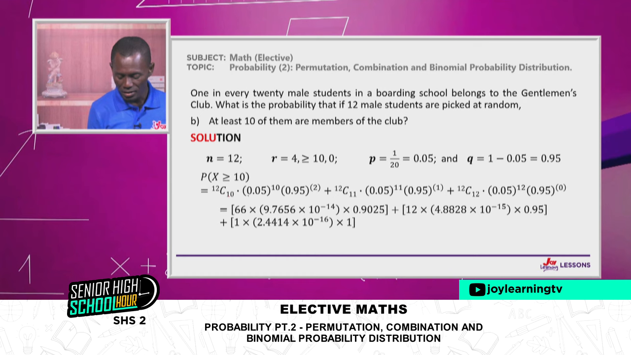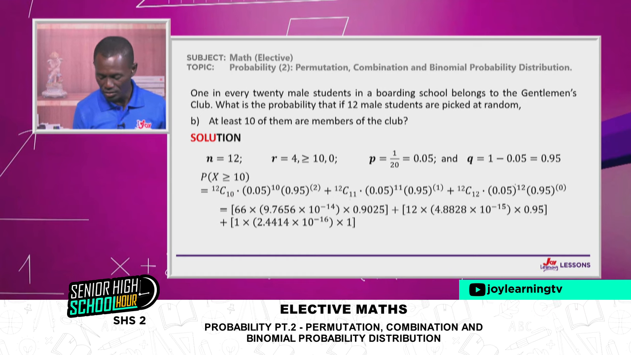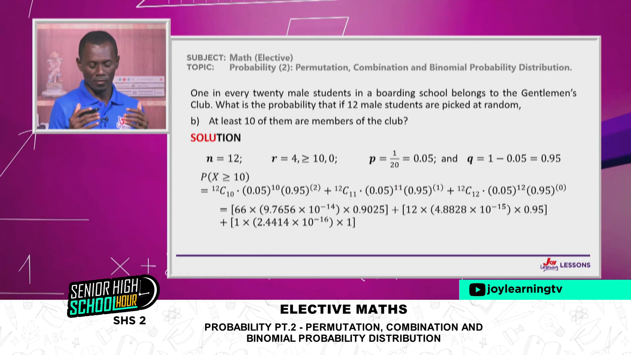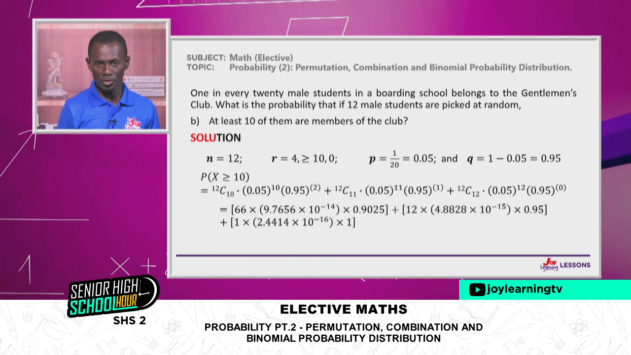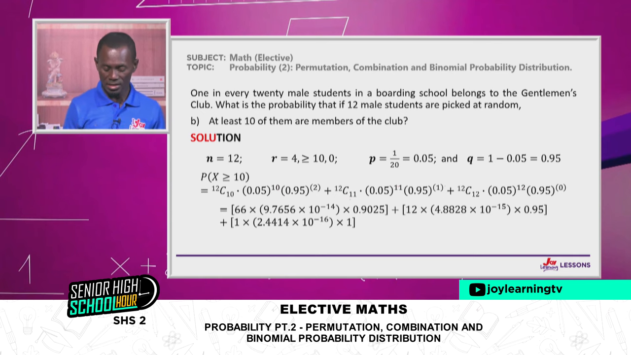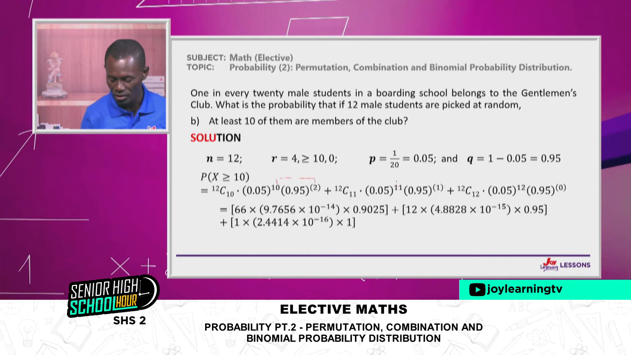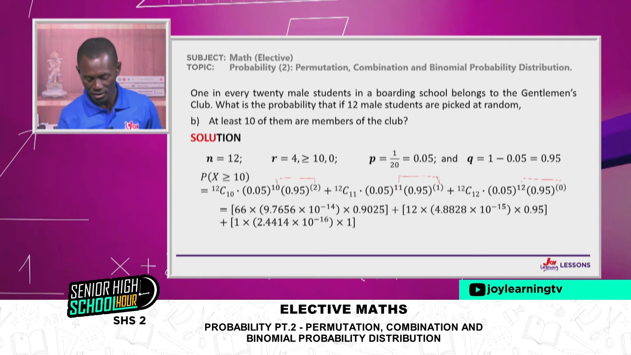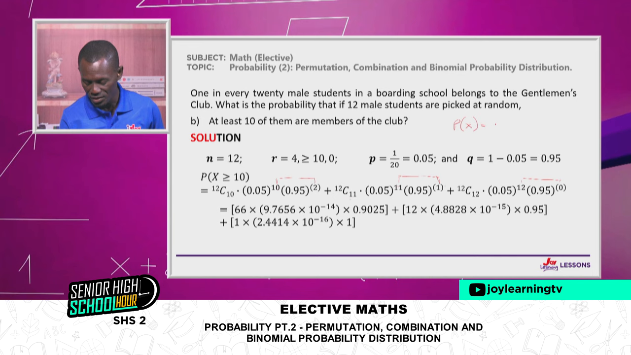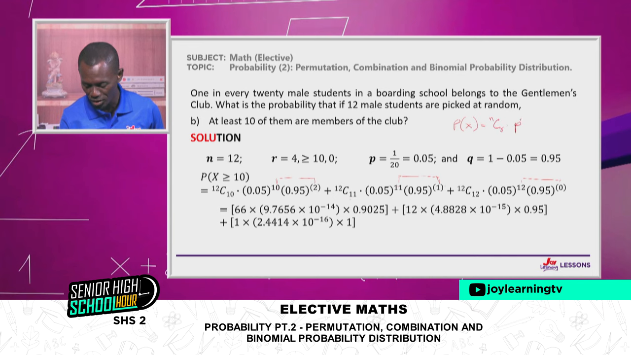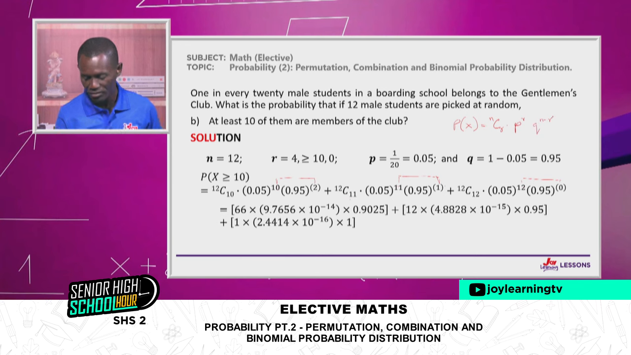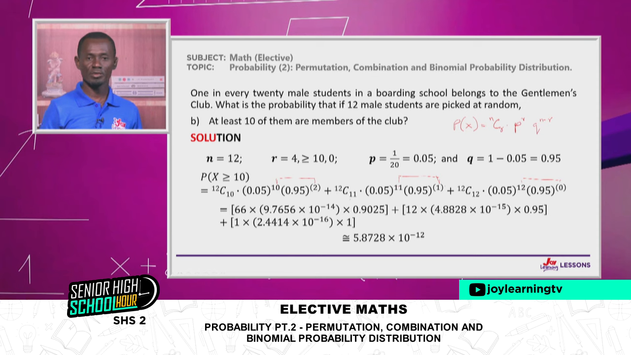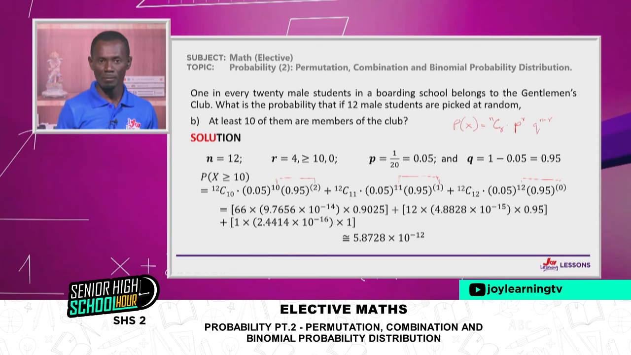So you notice 10, 11, 12 for P, and 2, 1, 0 for Q. Our powers for P keep increasing, while the powers for Q keep decreasing. In each case, a test is to add them: 10 and 2, you should get 12; 11 and 1, you get 12; and 12 and 0, you get 12. Remember the formula again. It says that P of X is equal to N combination R multiplied by P exponent R, Q exponent N minus R. Keep that in mind all the time. All right, if we finish this up, we should have a very small number. It means the possibility of having at least 10 of them in the club is so slim, it's almost zero.